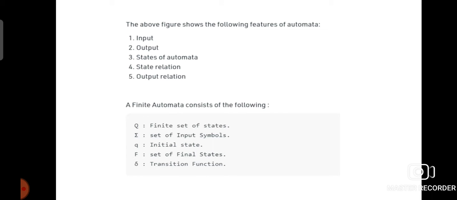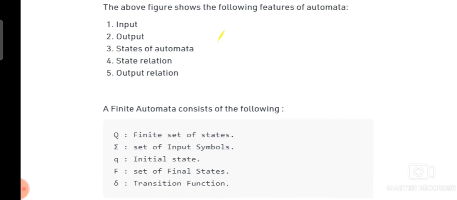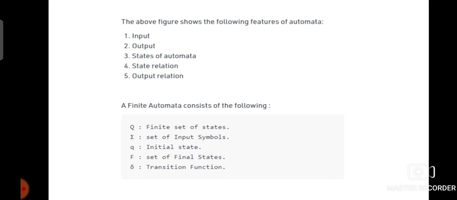When we say the features of automata, the automata has 5 features: input, the set of input symbols; output, the set of output symbols; states of automata; state relation, which can otherwise be called state transition, representing how the system is changing from one state to another state. So the state transition function is the 4th feature. And the 5th one is the output relation, which is nothing but the sequence of outputs or set of outputs.